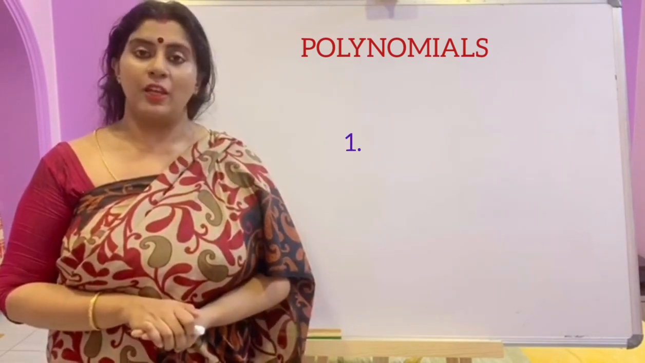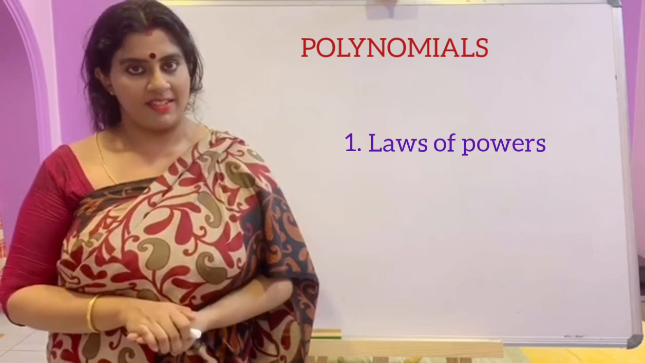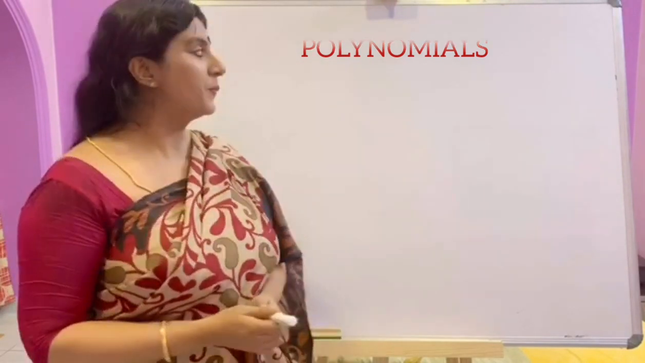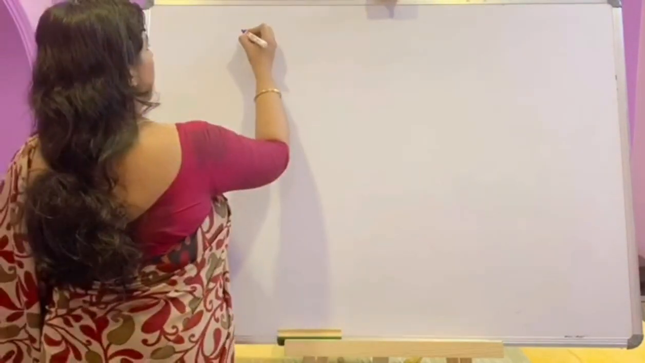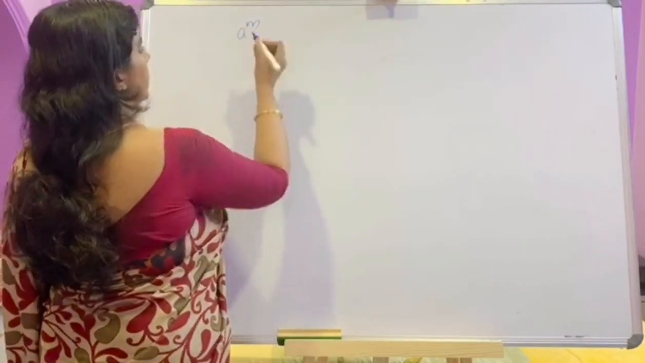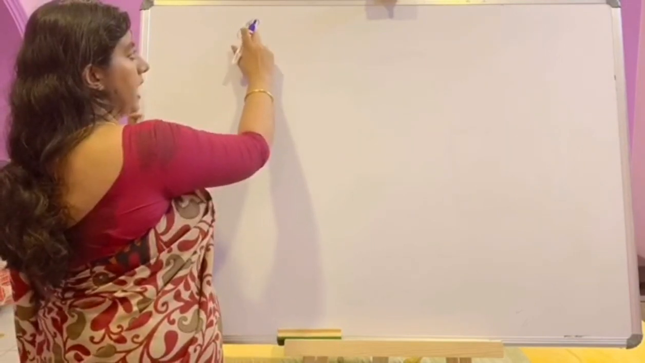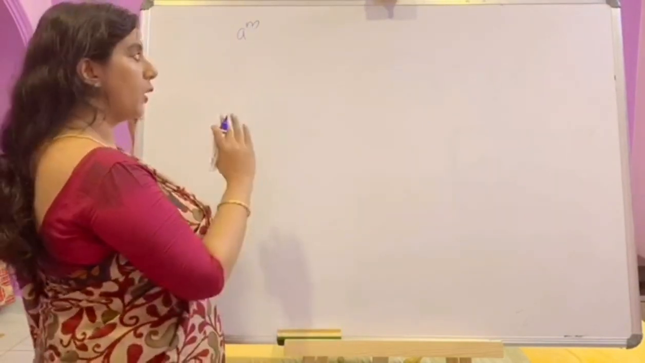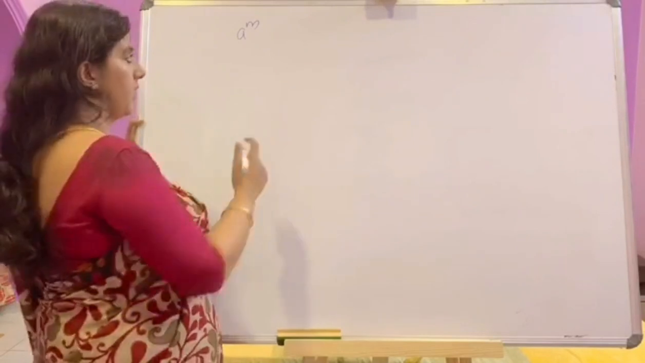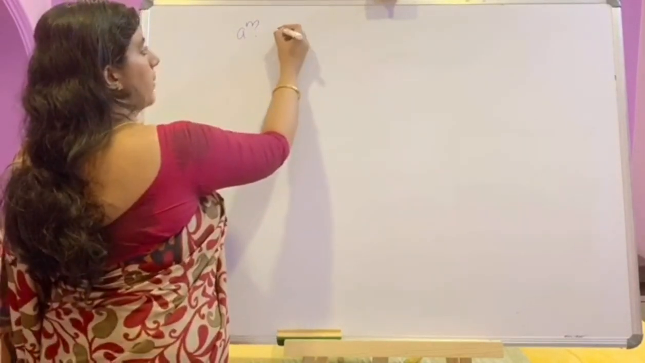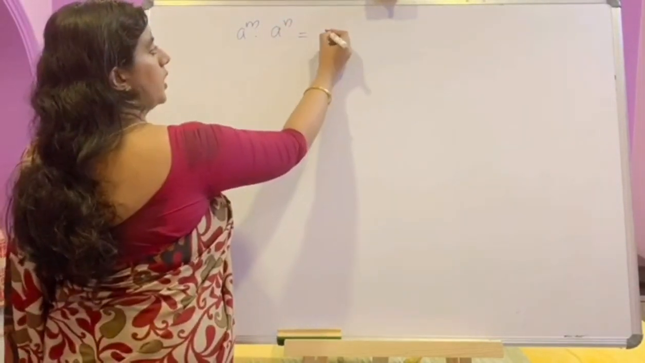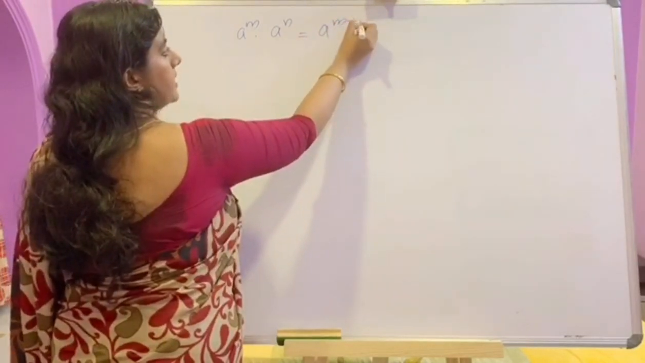First, we will look at the laws of powers. I will show you. This is the basic form in which a number has a power. Now there are some laws in this. For example, a raised to m into a raised to n is equal to a raised to m plus n.